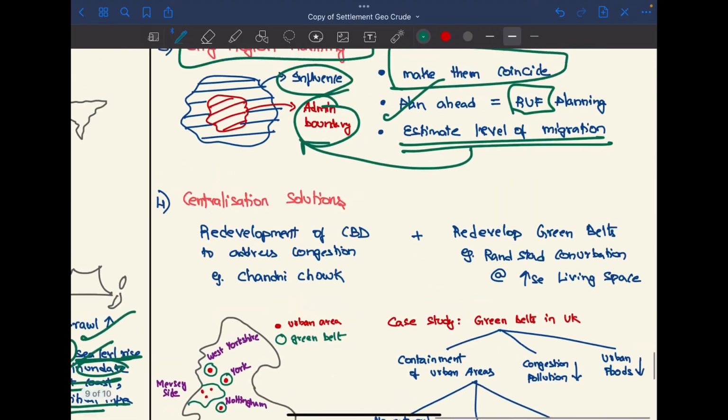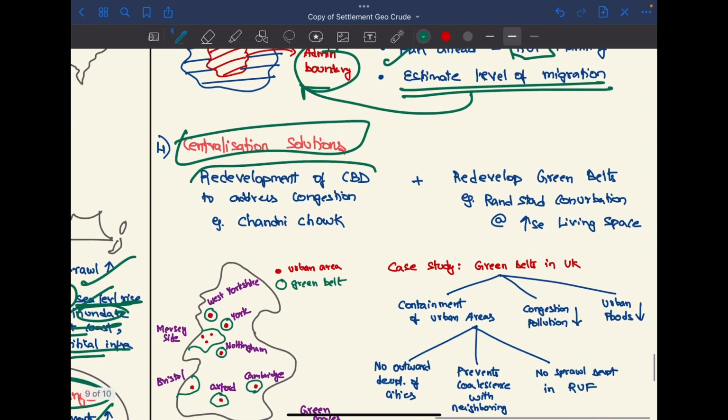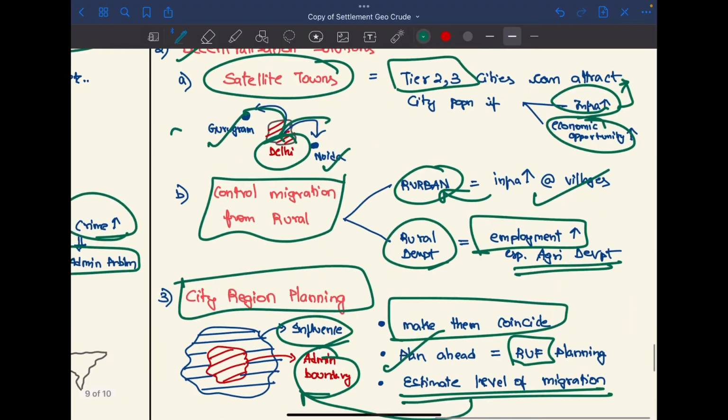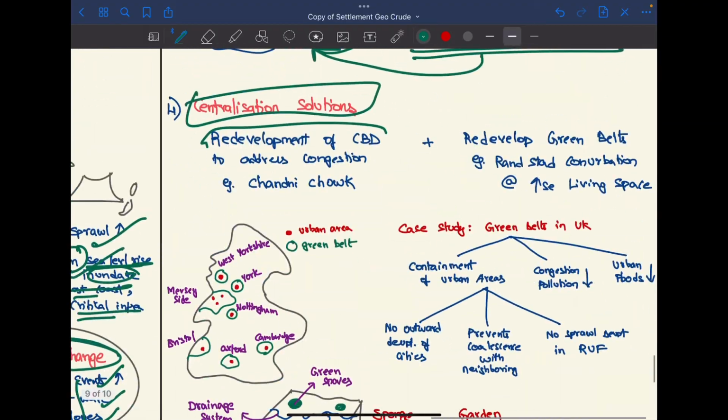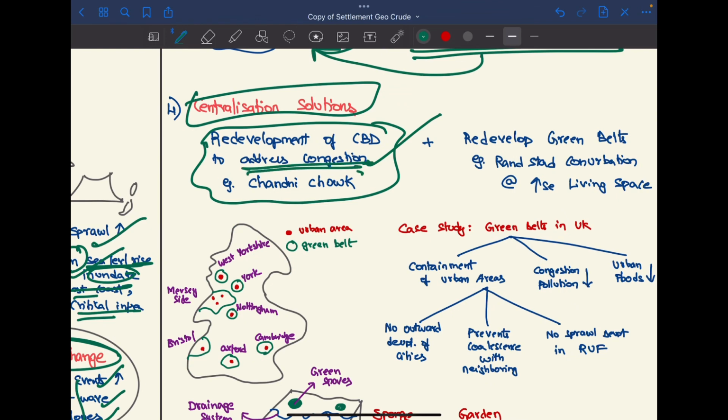Next we have the centralized solutions. These were the decentralized solutions and these will be the centralized solutions, that is redevelopment of the central business district to address the congestion, for example rebuilding the Chandni Chowk. Also redevelop the green belts, for example which was done in the Randstad conurbation by increasing the living space.